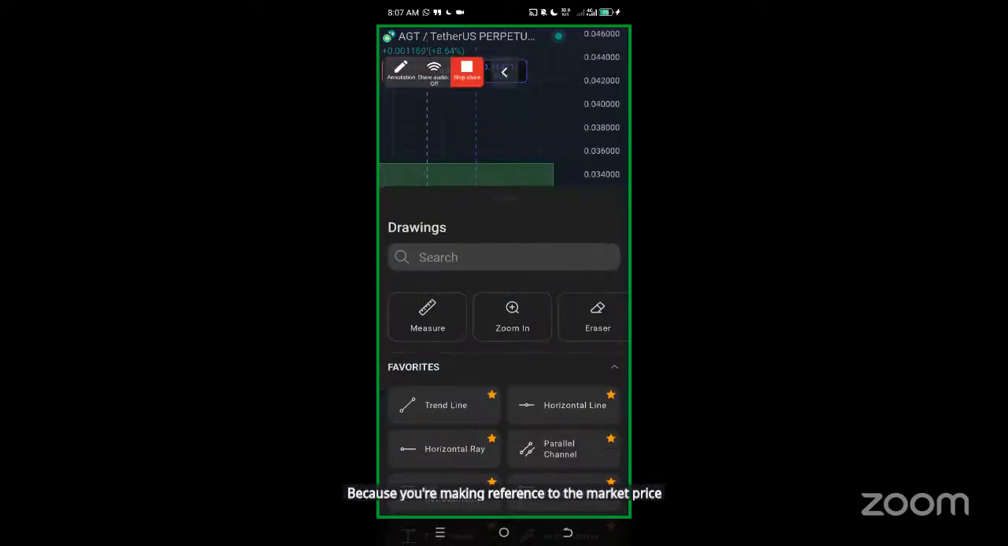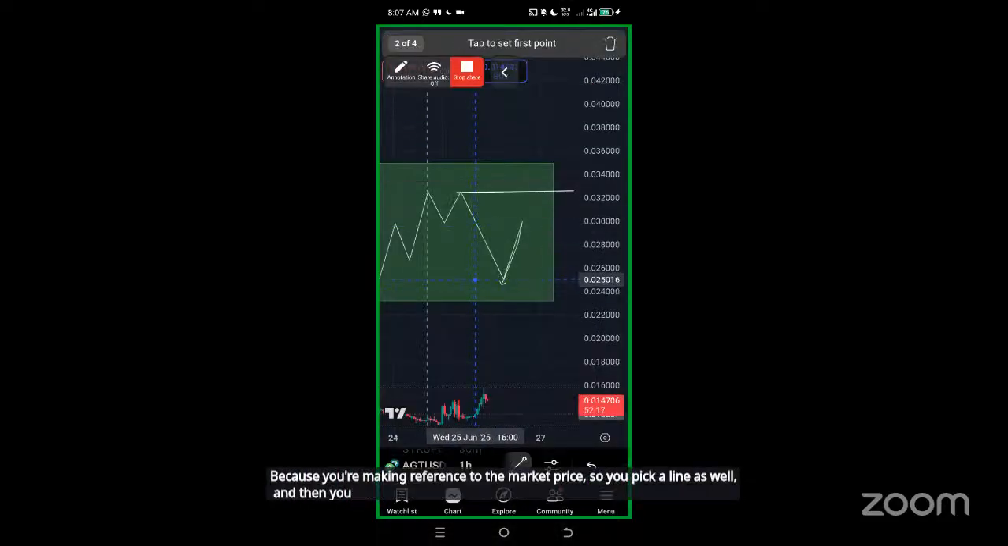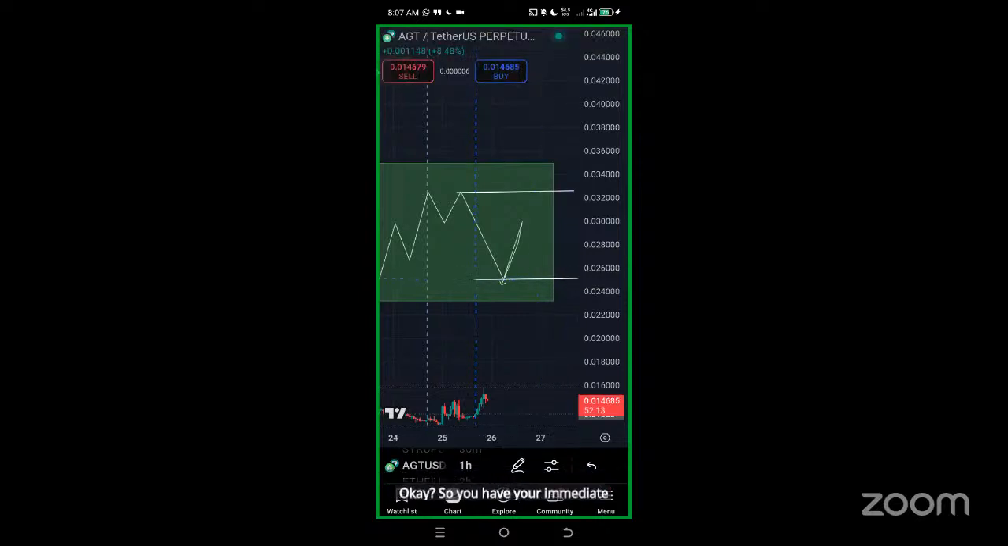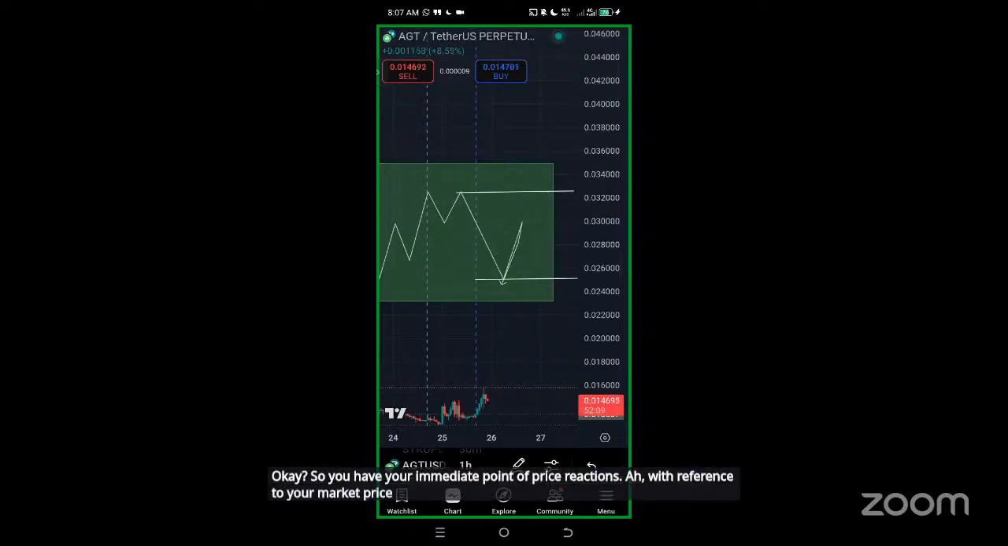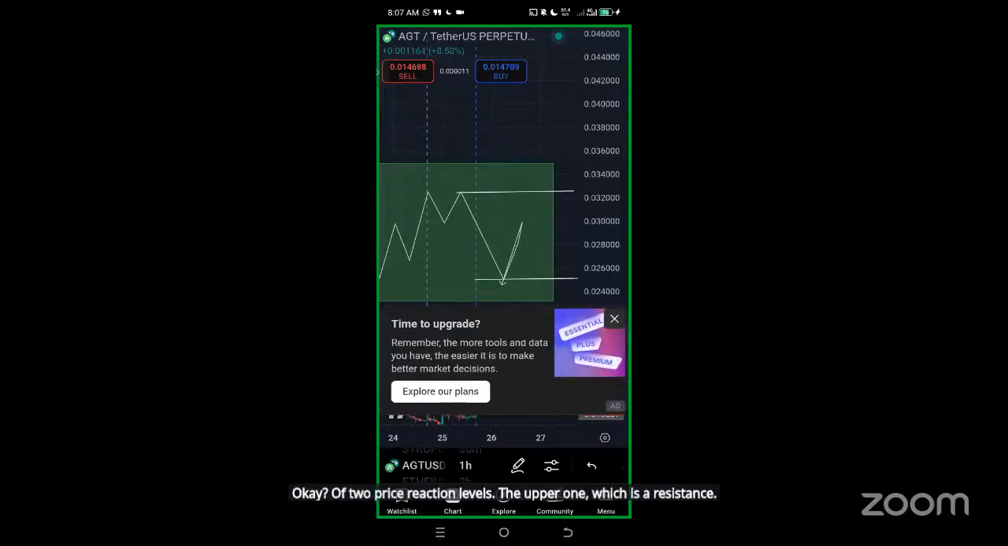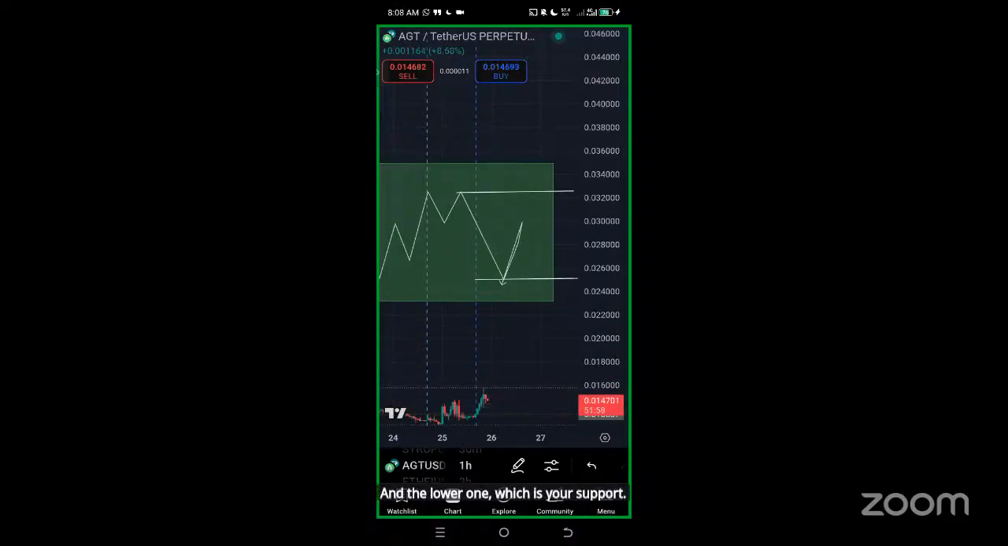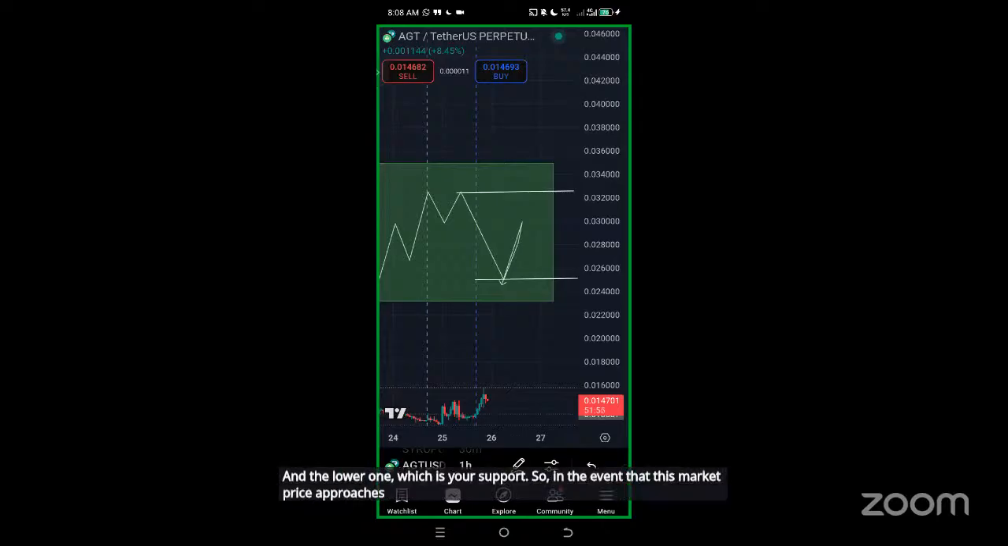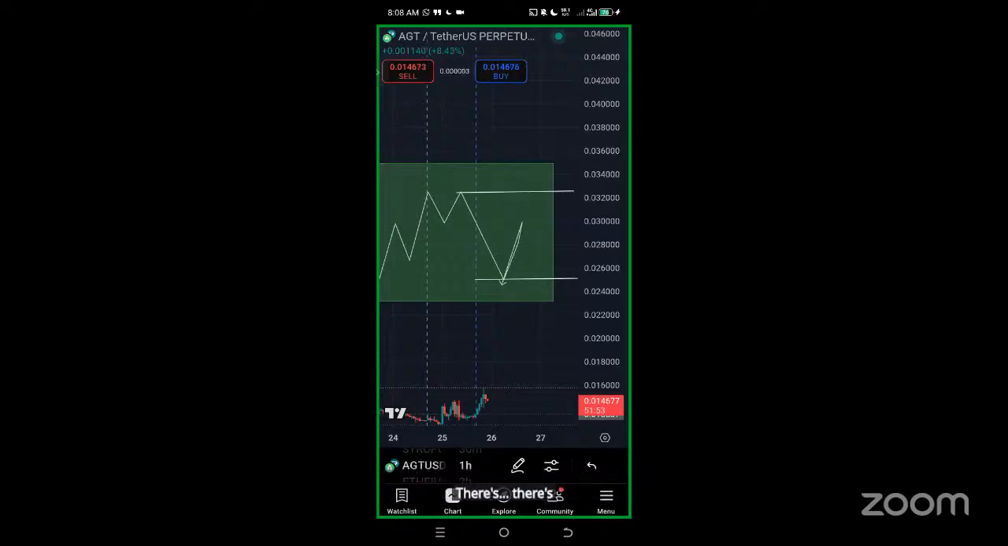So you pick a line as well, and then you simply draw there. Okay? So you have your immediate point of price reactions with reference to your market price. So the market price is in the middle of two price reaction levels: the upper one, which is the resistance, and the lower one, which is your support. So in the event that this market price approaches any of them, there are going to be two reactions.